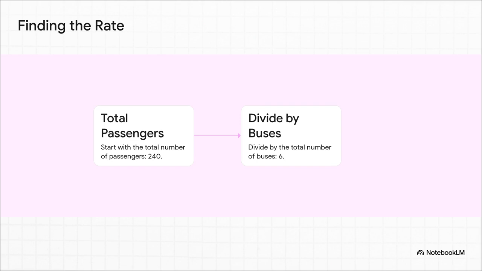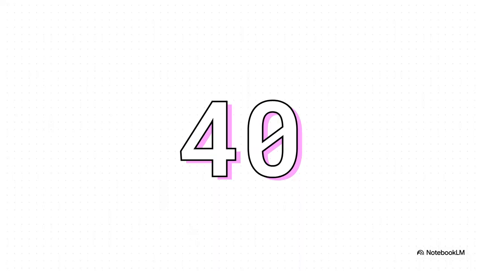The trick is to find what we call the unit rate. How many passengers for just one bus? And to do that, we simply divide the total passengers, 240, by the number of buses, which is 6. And that gives us our rate, 40 passengers per bus. And just like that, you solved the first puzzle. See, you've totally got this.